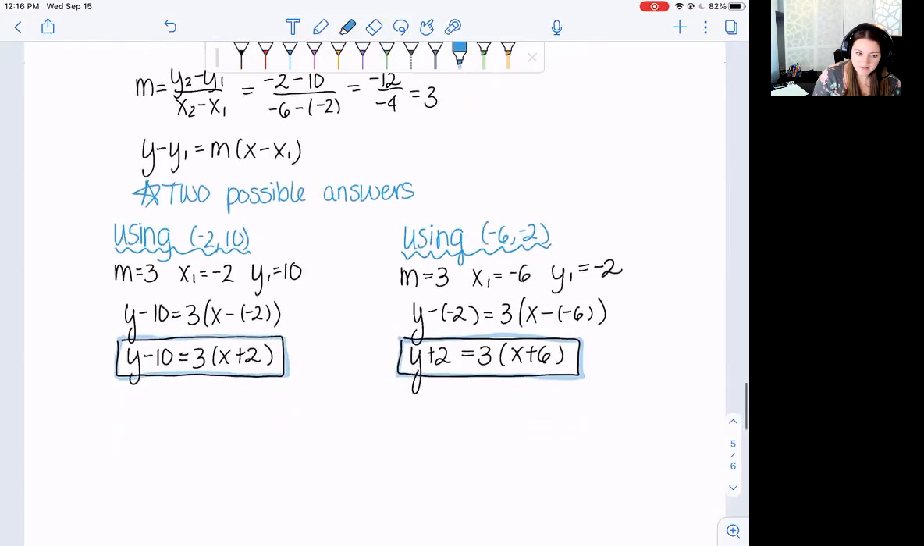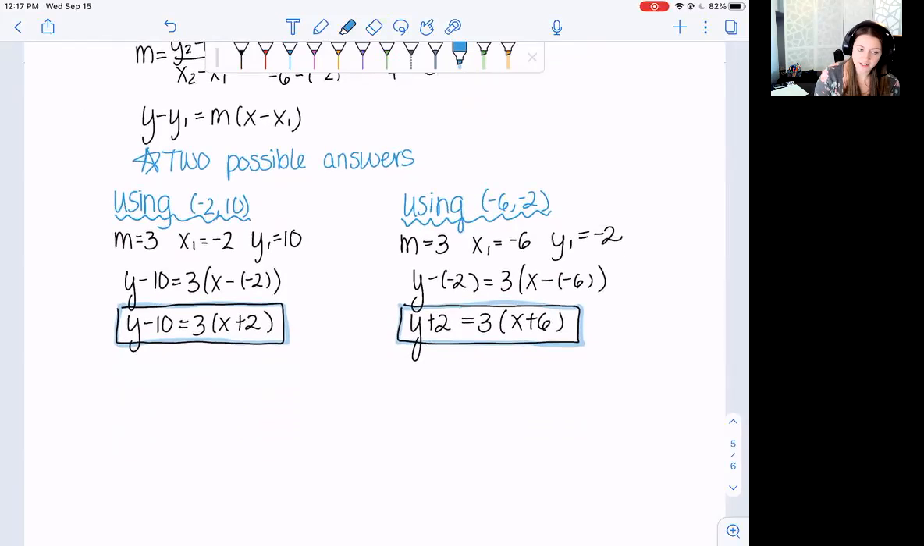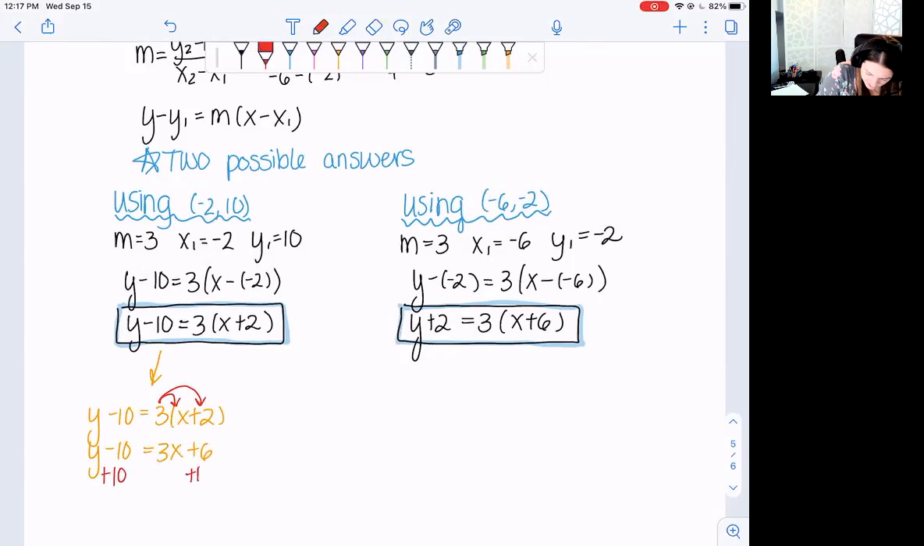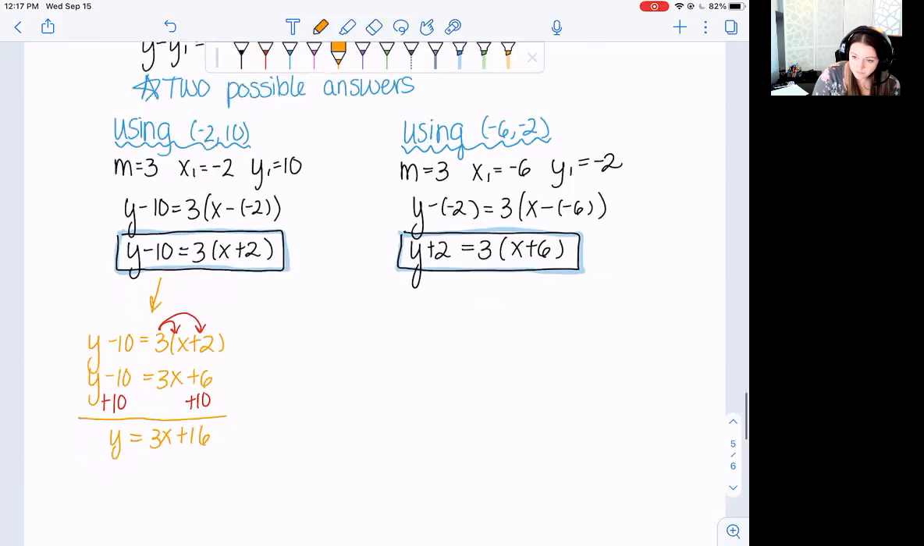And you might say, well, those look like very, very different answers. How can you get different answers? While they look different, they actually turn out to be the exact same thing. So if I put this into slope-intercept form, I distribute the 3: y minus 10 equals 3x plus 6, and I add 10 to both sides. We get y equals 3x plus 16.